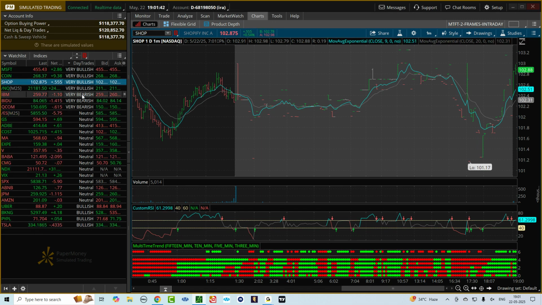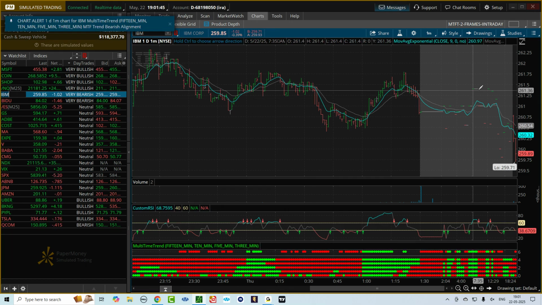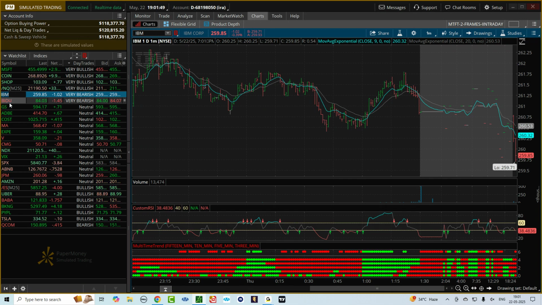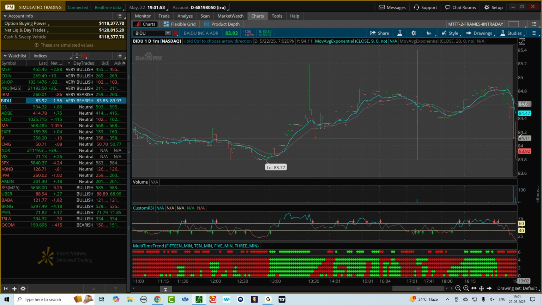IBM looks very bearish. Let's see. Yeah, IBM definitely looks bearish. You can see it's going down here. Baidu also looks bearish. You can see at the open it has moved down.